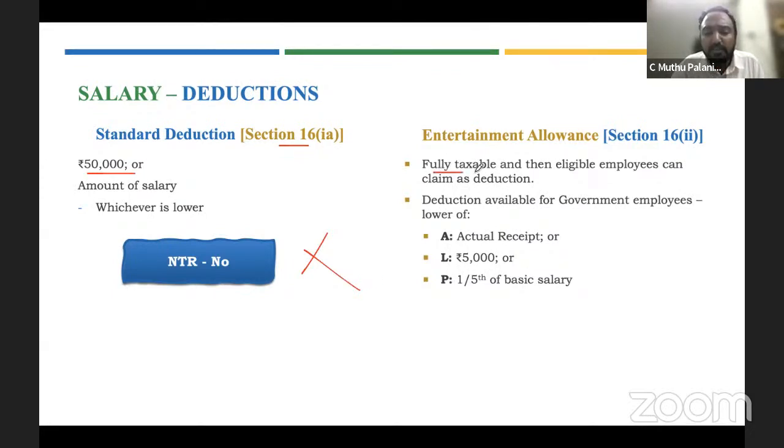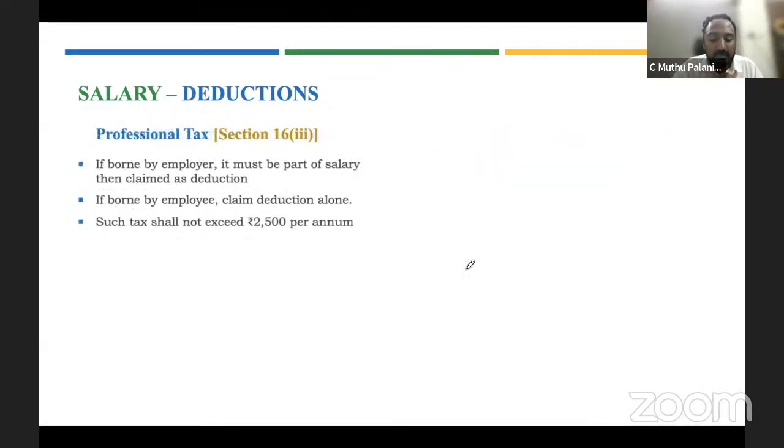Entertainment allowance is fully taxable for a private employee. Eligible employees can get a deduction. Who is the eligible employee? Government employee. So we'll remember ALP again. ALP can be remembered for everything and anything. A is the actual receipt of entertainment allowance, L is the limit of 5,000, P is the proportion, 1/5 of basic salary. Whichever is least will be claimed as deduction. This is only applicable for a government employee, not for anyone else.